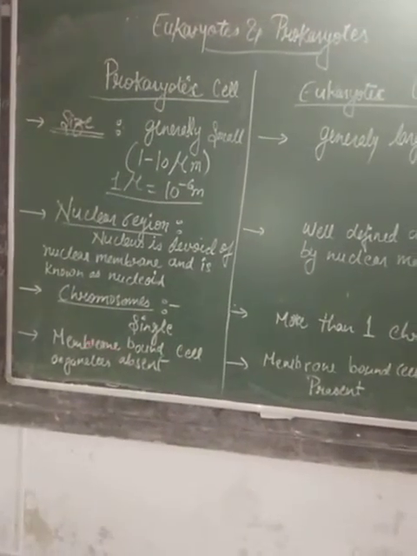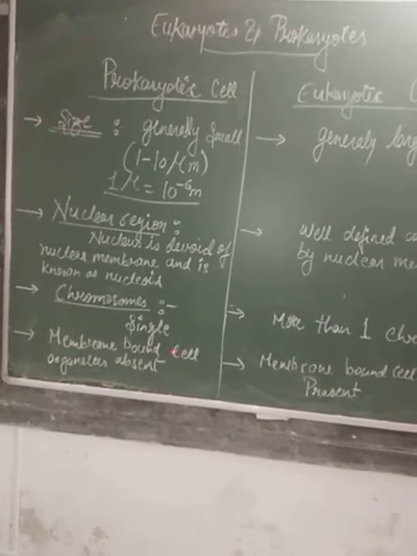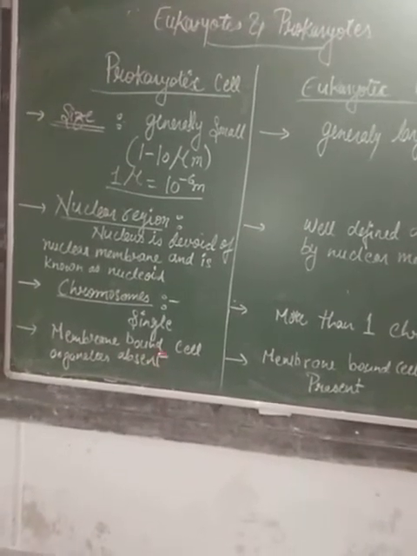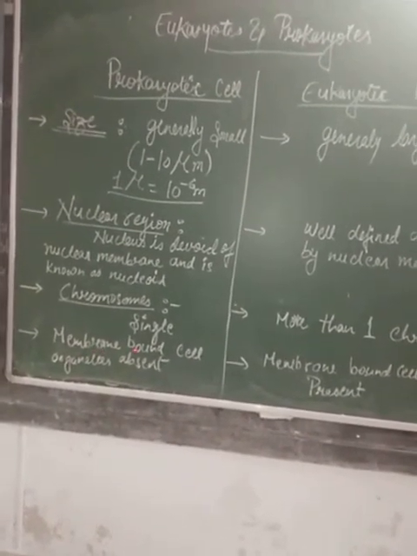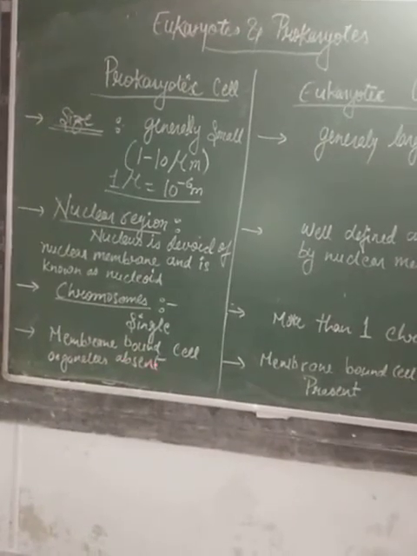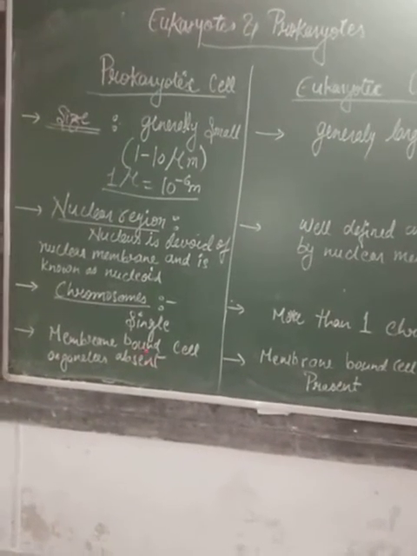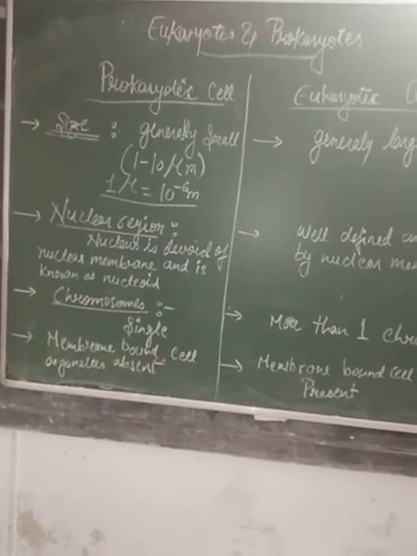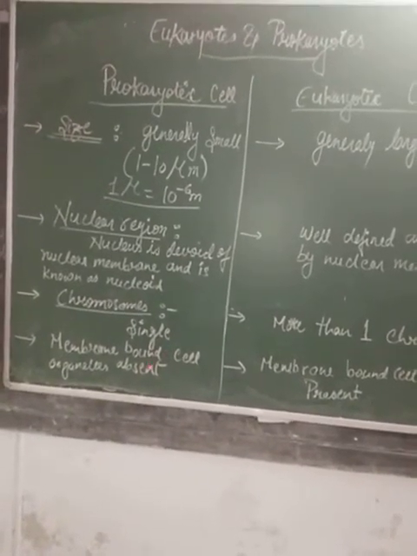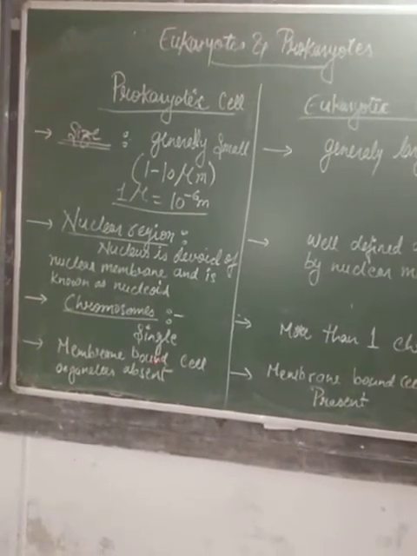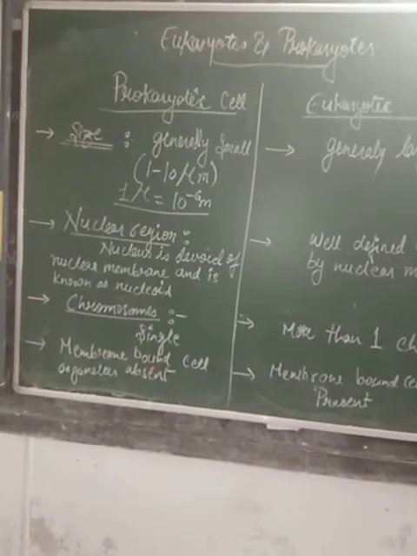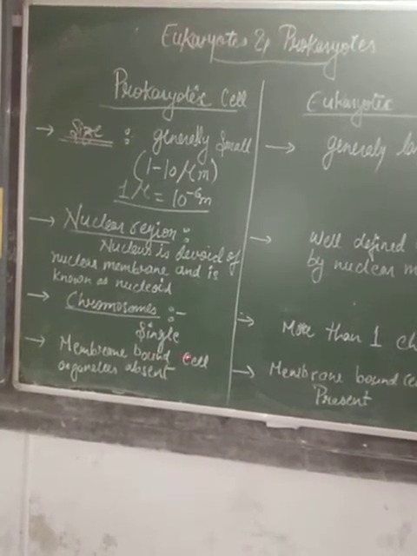Next is membrane bound cell organelles, which are absent in prokaryotes. As I have told you, there are different types of organelles: Golgi apparatus, mitochondria, lysosomes, ribosomes, pigments, plastids, and endoplasmic reticulum. These are the various organelles.